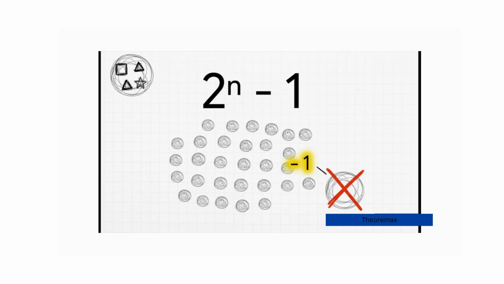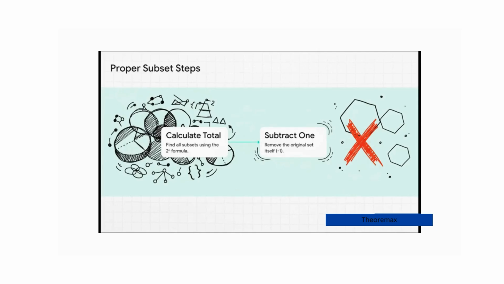Well, think back to our definition. A proper subset, by rule, cannot be equal to the original set. So that minus 1 is us literally just taking that one possibility, the set itself, out of the total count. So your mental checklist for these questions should be super simple. Just 2 steps. Step 1, find the total number of subsets, which is always 2 to the n. And then step 2, if the question asks for proper subsets, you just subtract 1 to kick out the original set. What's left is your answer, the number of proper subsets.